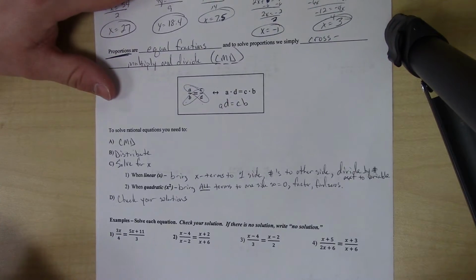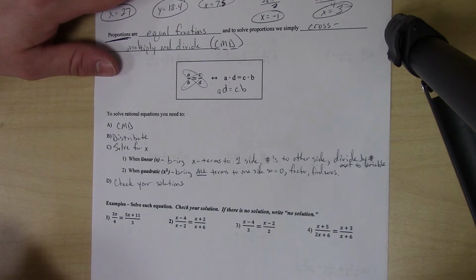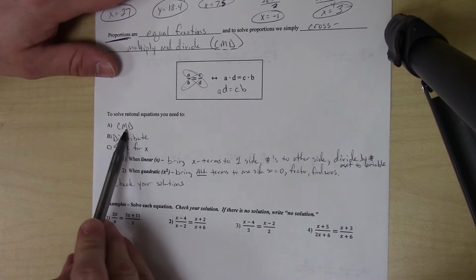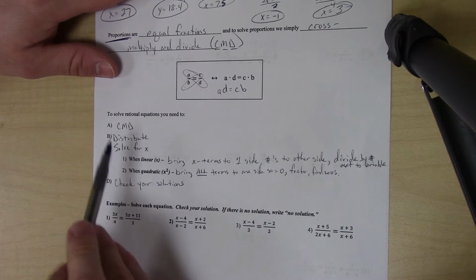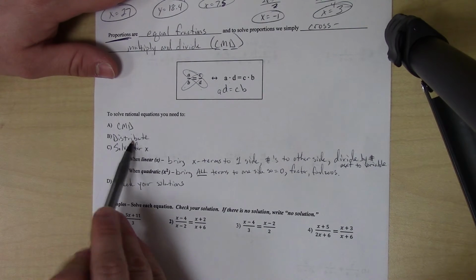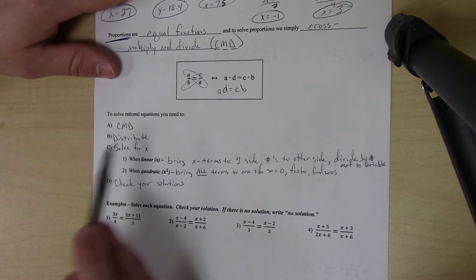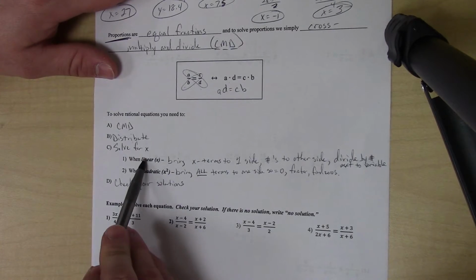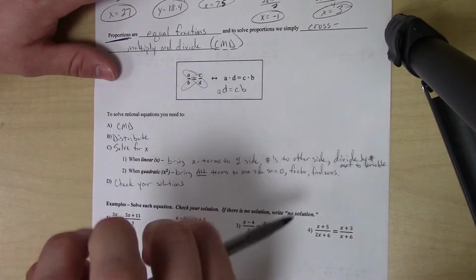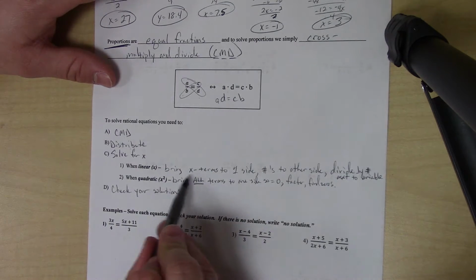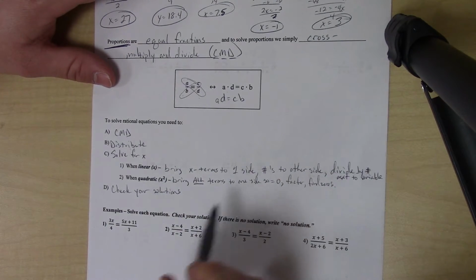Now, to solve the problems that we're going to do today, we're going to do 3 steps, really 4. The first step, cross multiply and divide, if you can, okay? Distribute when you need to, solve for x. And to solve for x, we're going to do it one of 2 ways. If it's linear, like all of these that have a single x, then you just bring the x to one side, you bring the numbers to the other side, and you divide by the number next to the variable, like I was just saying.